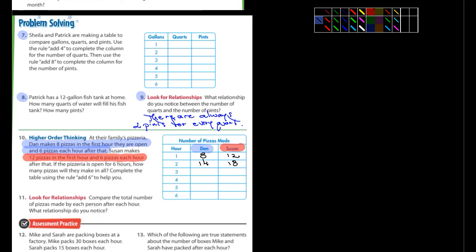And how many pizzas will they make in all? They make in all. So you're going to add them both together. Okay. So you can do number 10. Number 11, look for relationships. Compare the total number of pizzas made by each person after each hour. What relationship do you notice? Yeah, you give it a shot.